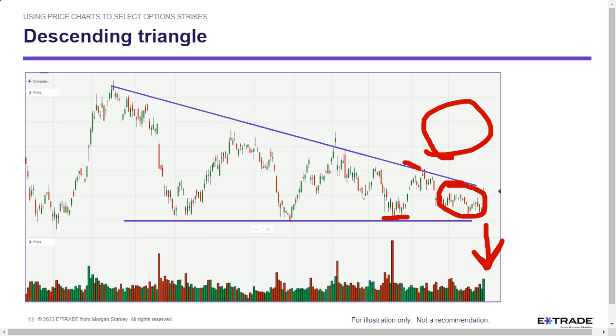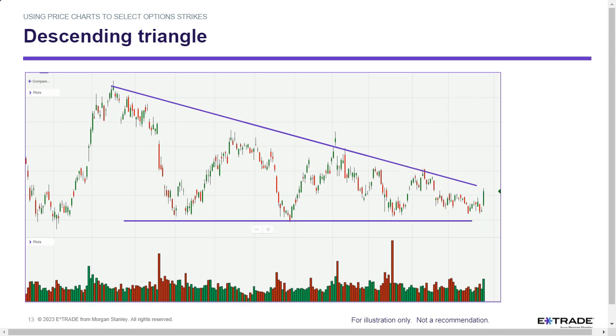The other thing that I may be looking at here is I may wait for it to have my breakout. So I mentioned just a moment ago that the bias on this is to the downside. And I may say, you know what? Don't give me a break.